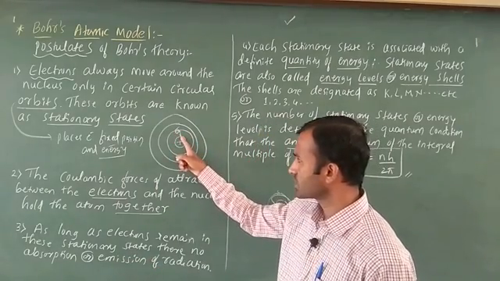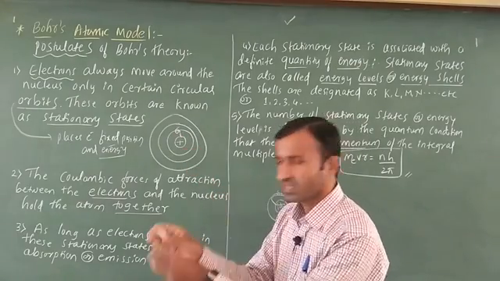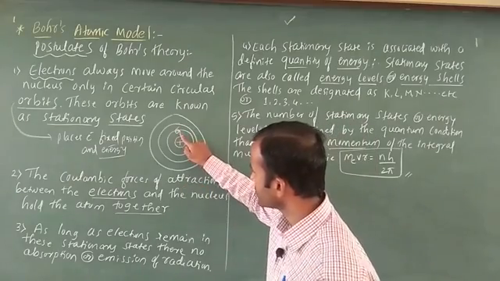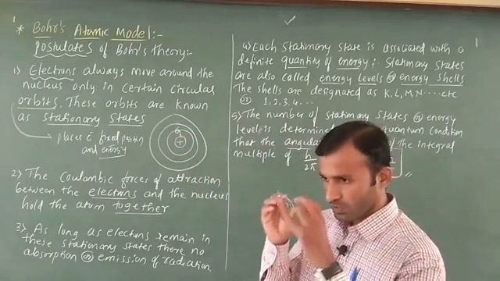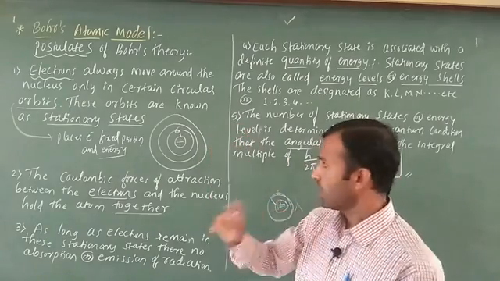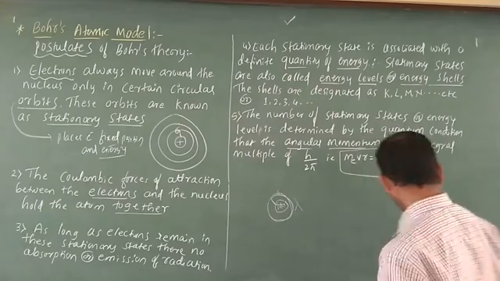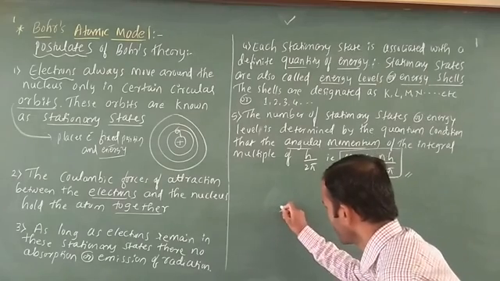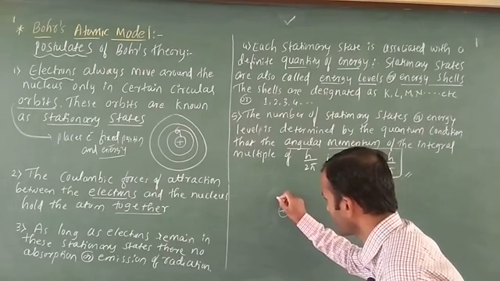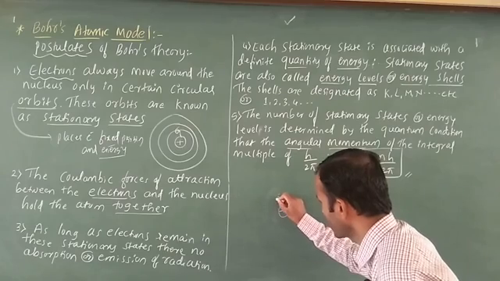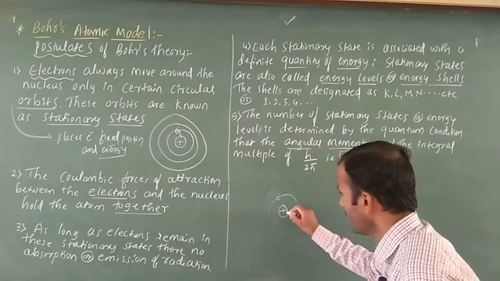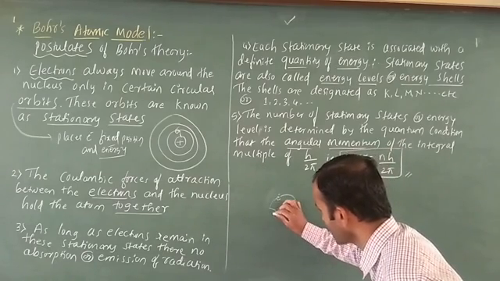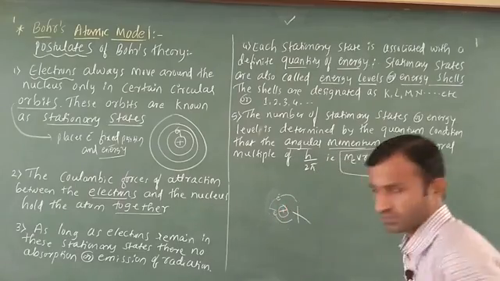Fixed position does not mean the electron is present at only one place. That is not a fixed position. Fixed position means the distance must be fixed. The distance between the nucleus and electron must be fixed. I will tell you one more point. Here the nucleus is there, and one electron revolves around the nucleus like this. It does not come nearer to the nucleus, not like that.